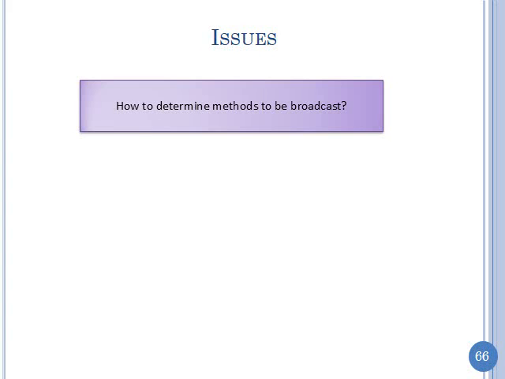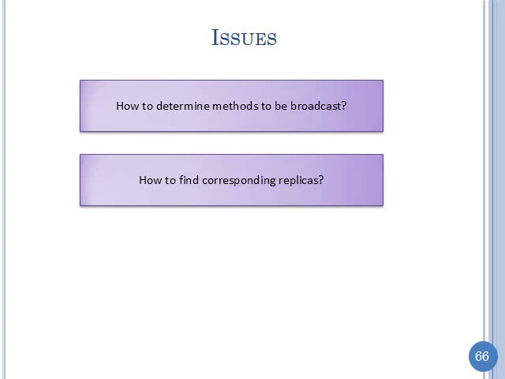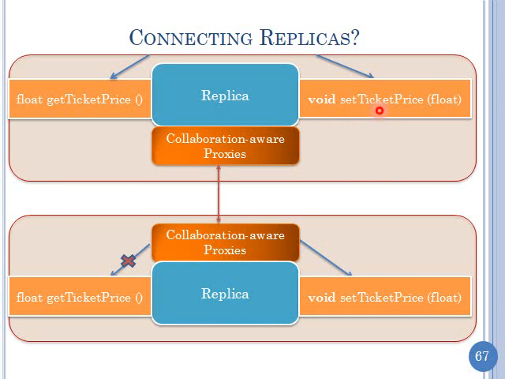Okay? And the other question, and this is the question you guys will have to deal with in your next assignment, is how to find corresponding replicas. Okay? So we know that set ticket price here has to be invoked on set ticket price here, but how do we go and figure out that this replica corresponds to this replica. In your assignment, how did you figure out that when you receive a change, how did you figure out which object the change should be made to?